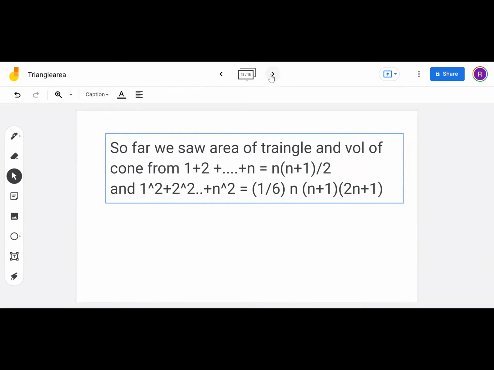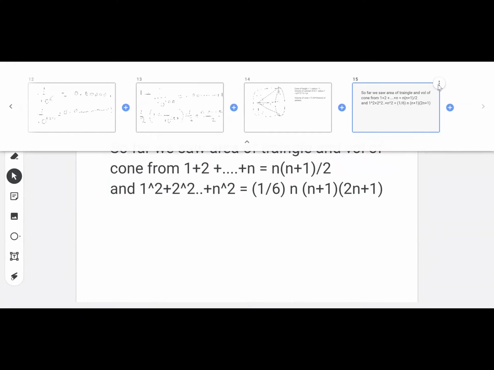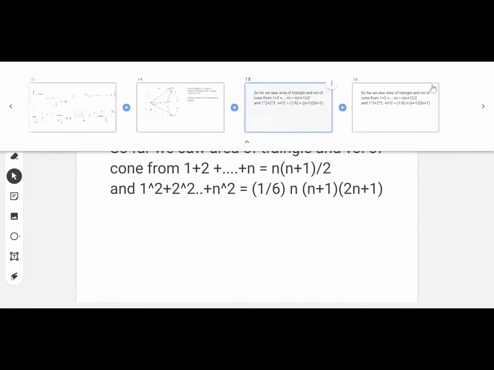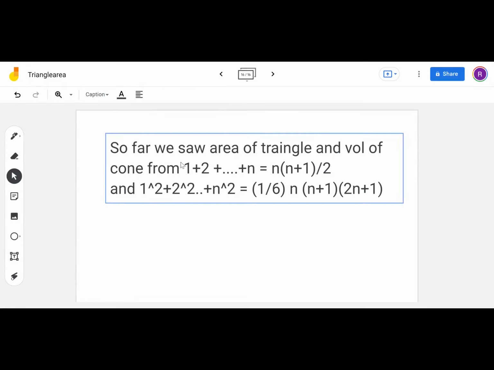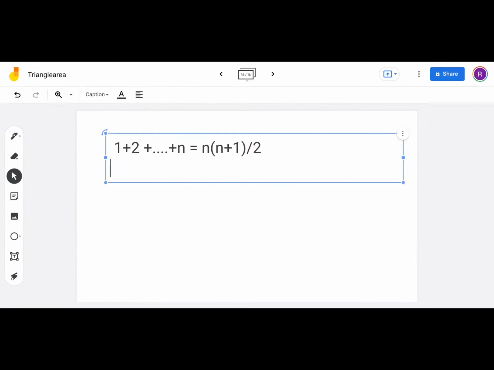Now let's do the simpler formula first. Let's do the sum of first n numbers. Let's just look at this first formula and try to derive it. Let's say we don't know this formula, n into n plus 1 by 2. How will you go about finding this thing? Let's call it Sn. Sn is the sum of the first n numbers.